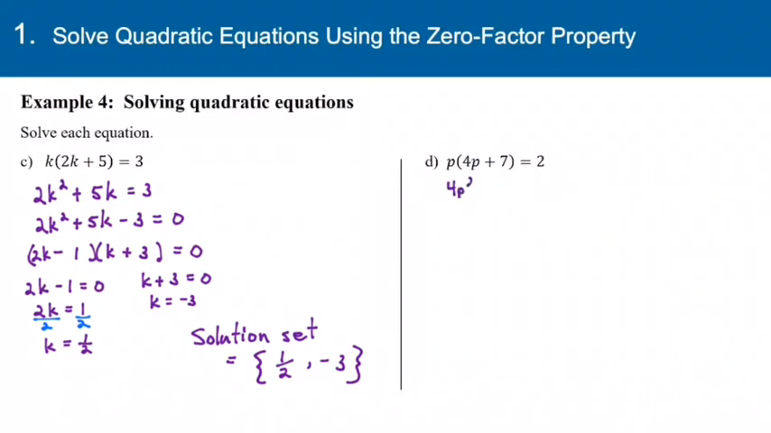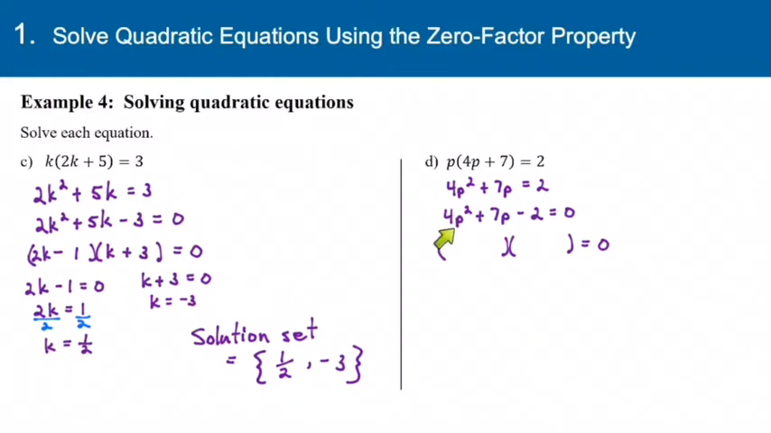So we'll distribute the p. That gives us 4p squared plus 7p. And on the right side we have 2. So now let's subtract 2 from both sides so that we can have a 0 on the right side. And now we'll have to factor this trinomial into 2 binomials. Notice that these 3 terms do not have a GCF, so we can't factor anything out. We'll just have to go with what we have here. But that trinomial is going to factor into 2 binomials.